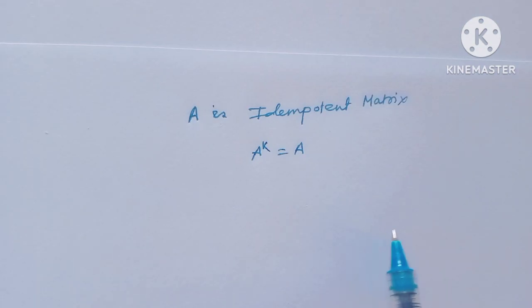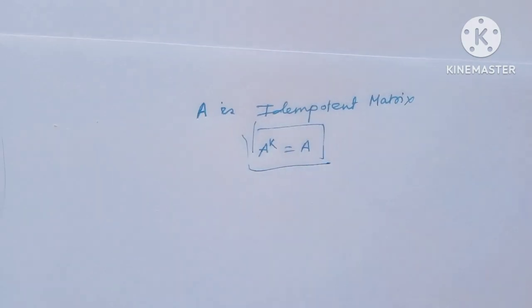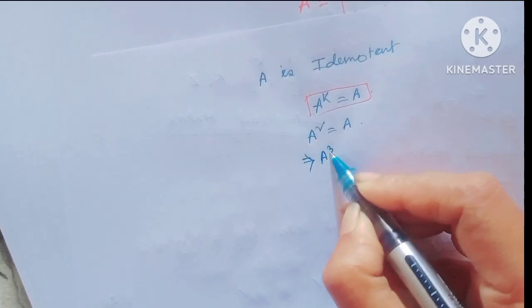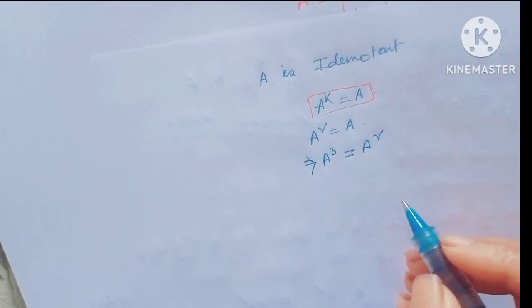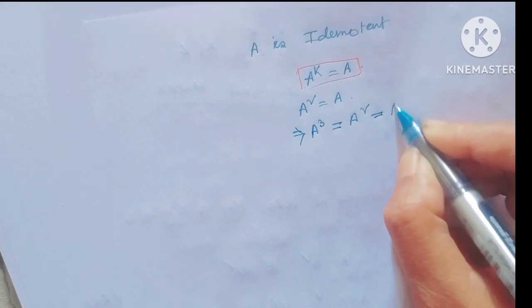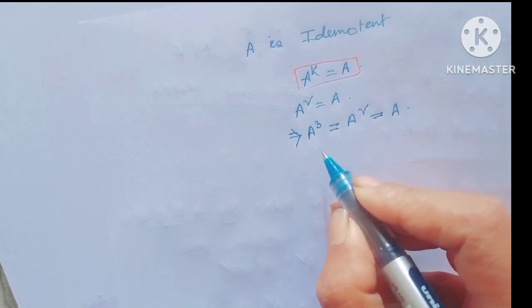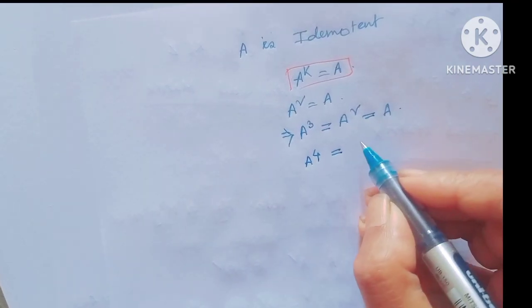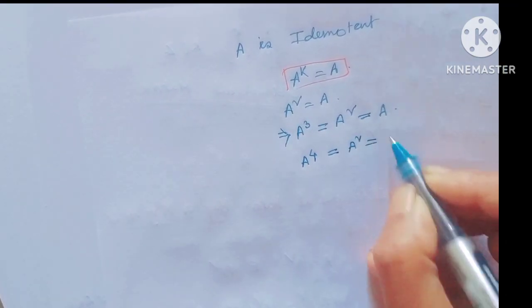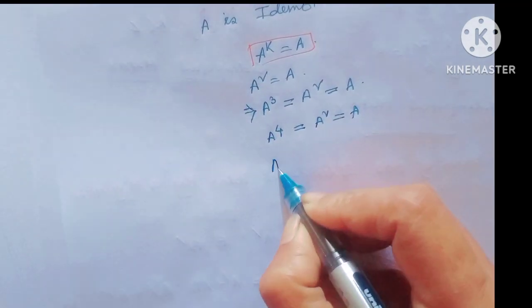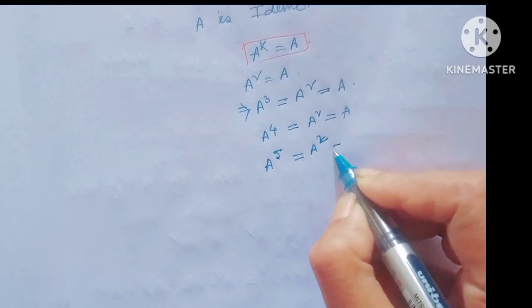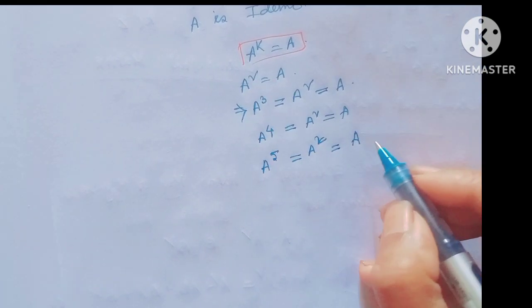Property: if A is an idempotent matrix, then always A to the power K equals A. Because A square equals A, multiply both sides with A, then A cube equals A square, and here A square equals A. Multiply both sides with A, A to the power 4 equals A square, which is equal to A. A to the power 5 equals, similarly, A square, which is equal to A, since A is idempotent.